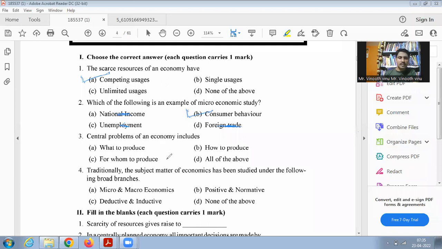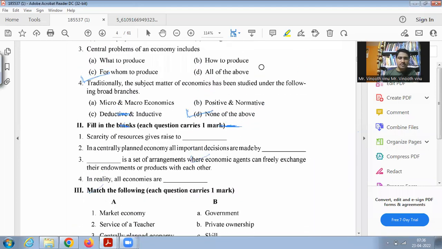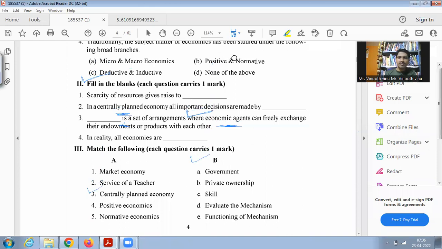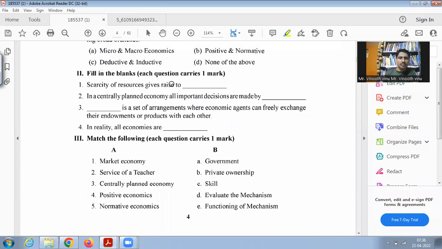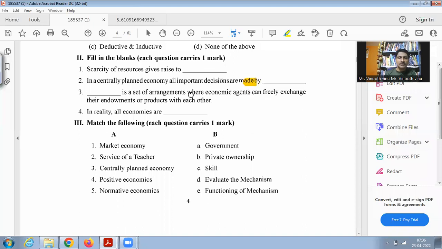Central problems of economy includes all of the above. You know that: what to produce, how to produce, whom to produce. Next, traditionally, subject matter of economics has been studied under the following two broad branches, that is microeconomics and macroeconomics. Okay. Next, scarcity of resources gives rise to problem of choice. In a centrally planned economy, all important decisions are made by government.